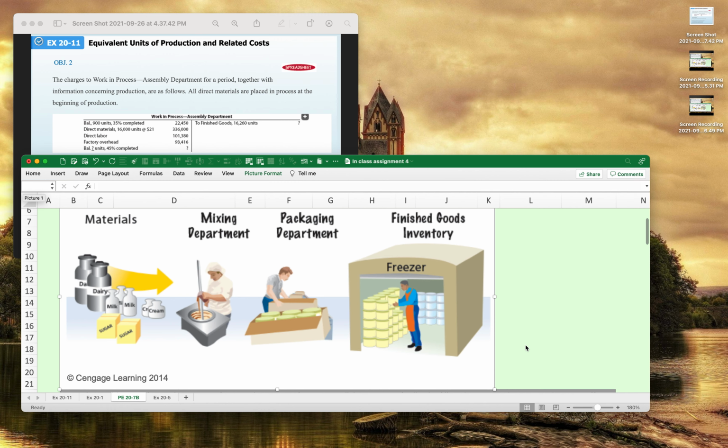Because of the difference in these two different types of costing methods, we can no longer take a look at each individual unit and consider its cost. What we need to do is take a look at the entire department, and we need to account for what happened in that department. If anything was left over, or if anything was there previously, we need to account for those things too. That's the subject of exercise 20-11.